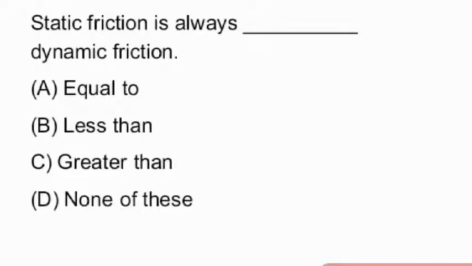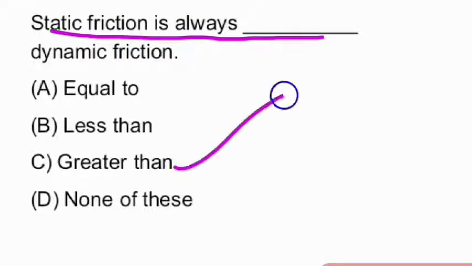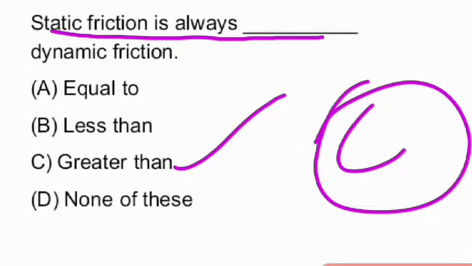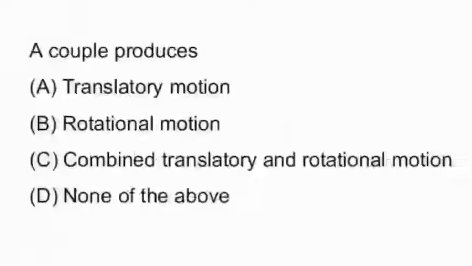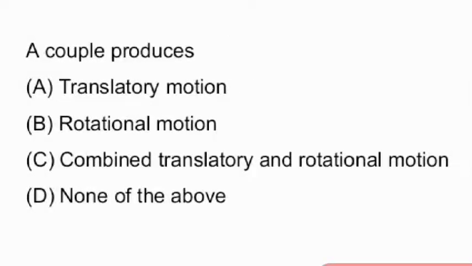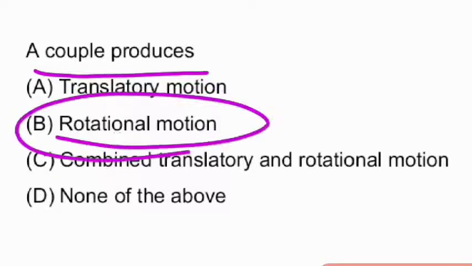Next question is, static friction is always greater than dynamic friction. Next question is, a couple produces rotational motion.